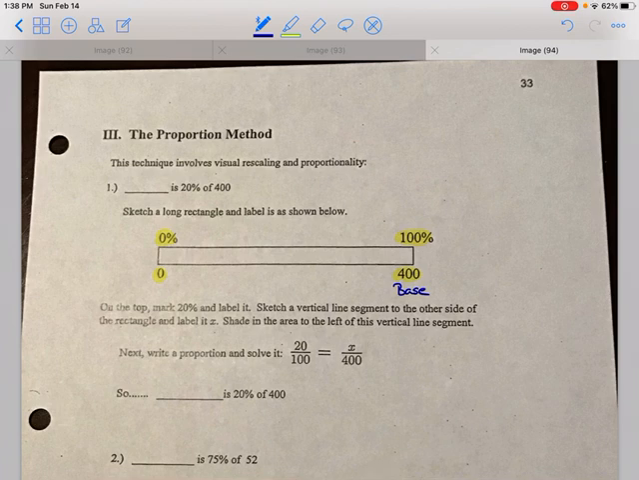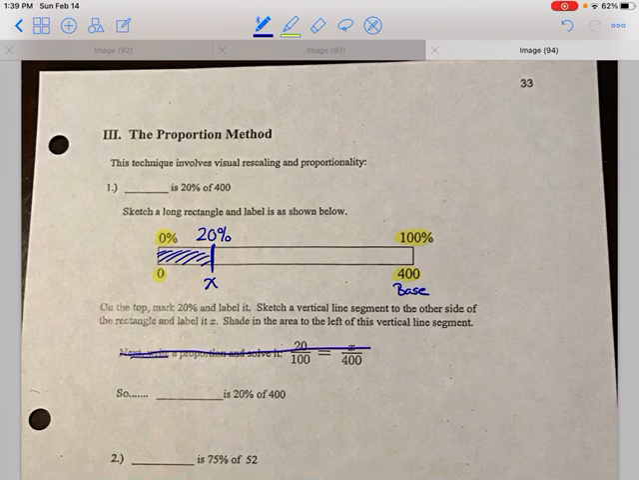So I'm going to visualize between 0% and 100% where I think 20% is. So maybe about right here. I'm going to write 20% on the top because I'm doing all my percentages on the top. And I don't know what 20% of 400 is going to be, so I'm going to put an X here. You imagine this rectangle being filled up 20%. Now what this does is it allows you to set up a proportion. It's a little bit like a ratio box in that it sets everything up in a nice order.